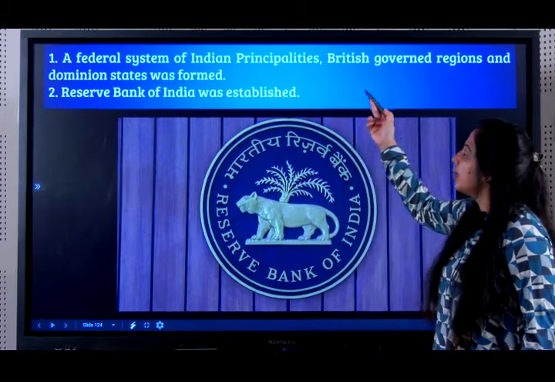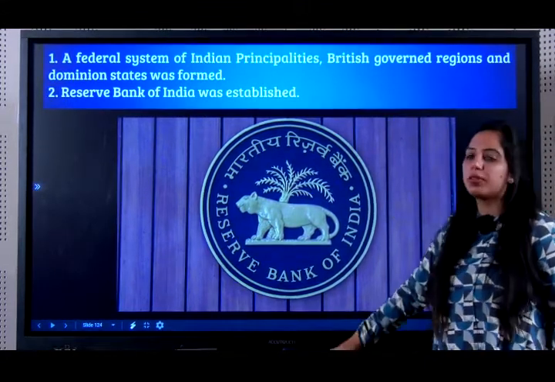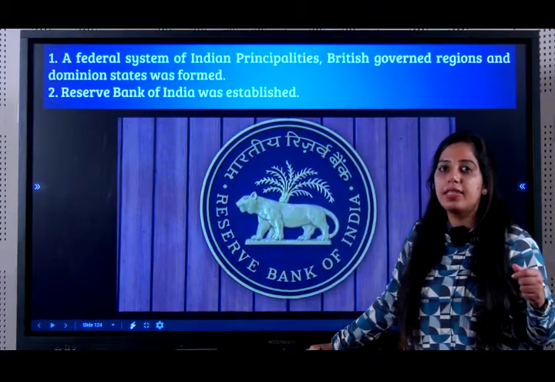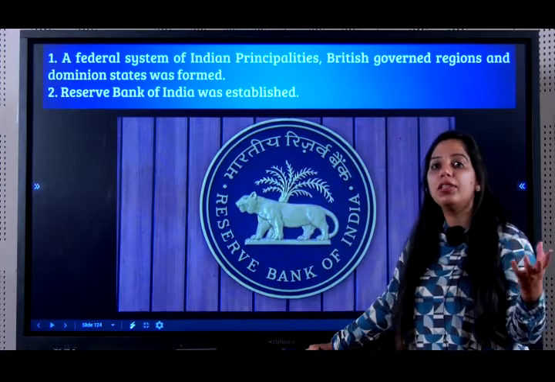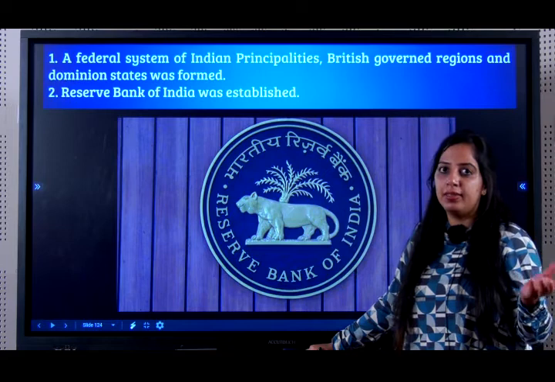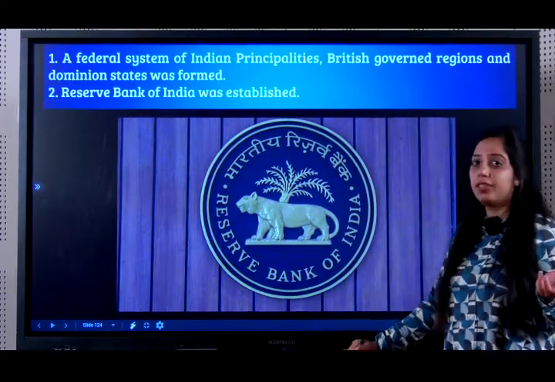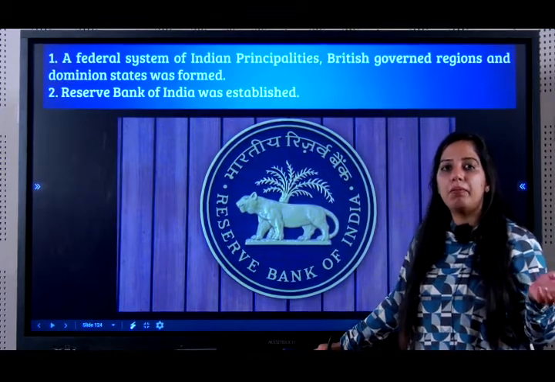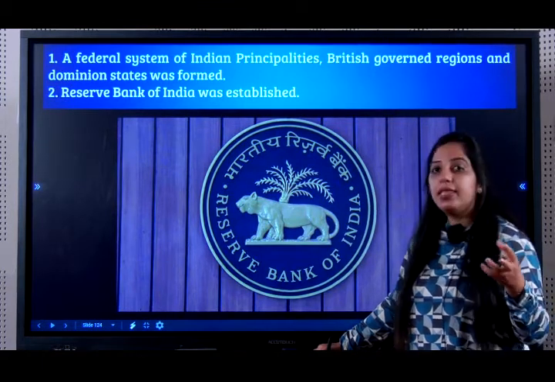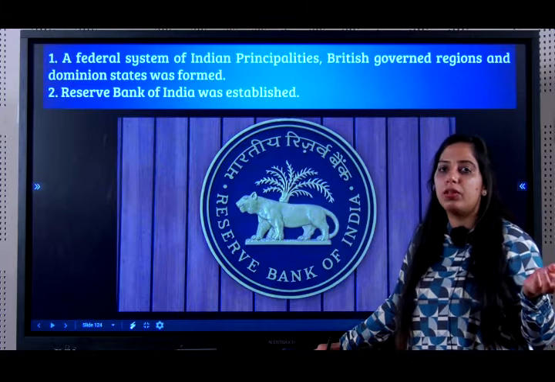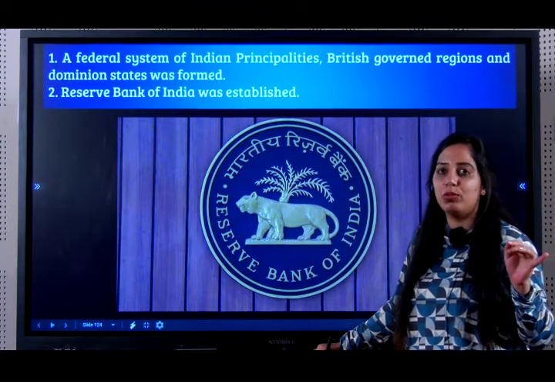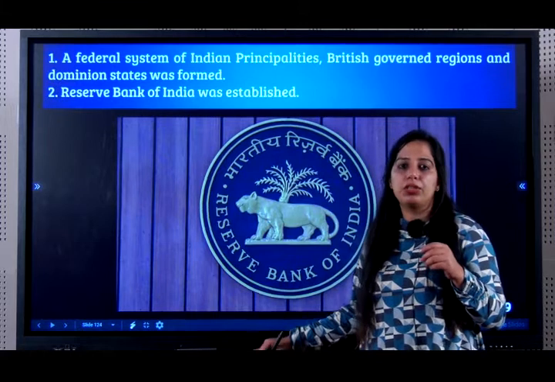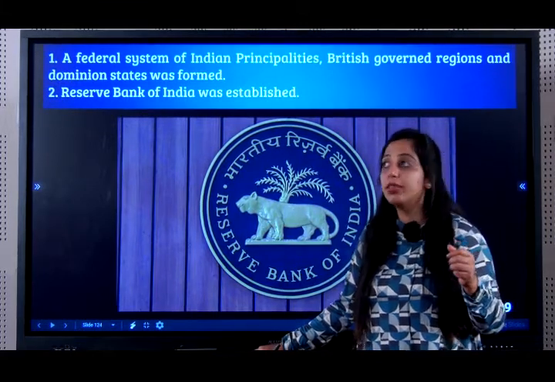A federal system of Indian Principalities, British governed regions and Dominion states was formed. Indian Principalities are princely states like the Mysore Kingdom, the Nizam of Hyderabad's kingdom and so on, who had their allegiance or loyalty to the British, but they were still ruled by these kings. British governed regions were those regions that were presidencies of the British like Bengal, Bombay, Madras and so on. Dominion states were those that were autonomous under British rule, such as Mahe, Pondicherry and so on.